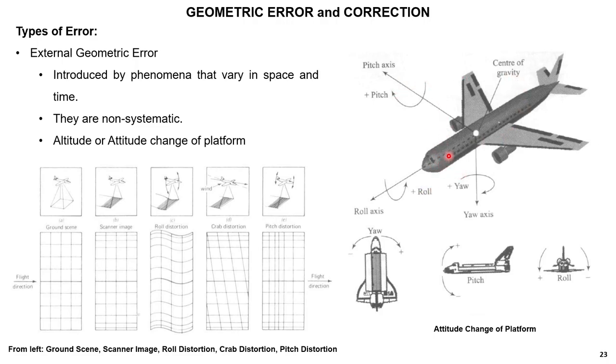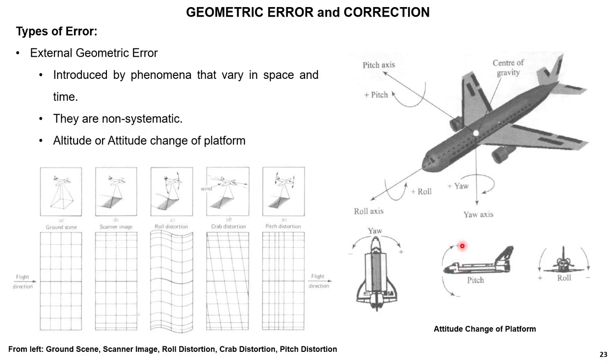So your sensor might yaw, that is move left or right like this when moving in the orbit, or it can make its nose down towards the earth or away from the earth, which is called pitch, and it will also roll in its orbit. Because of that, we can see some kinds of error. This is the actual ground scene and this is the scanner image, and because of roll, your recorded data might look something like this, and because of wind it can have a yaw effect. Yaw effect creates this crab distortion.